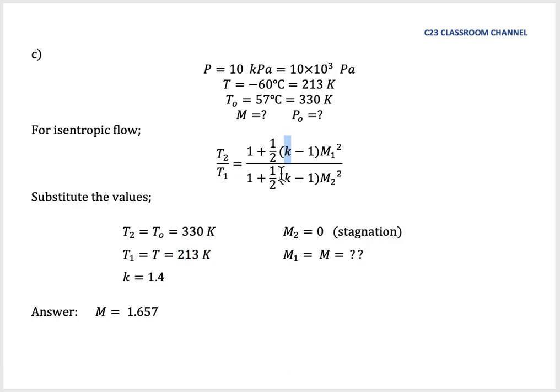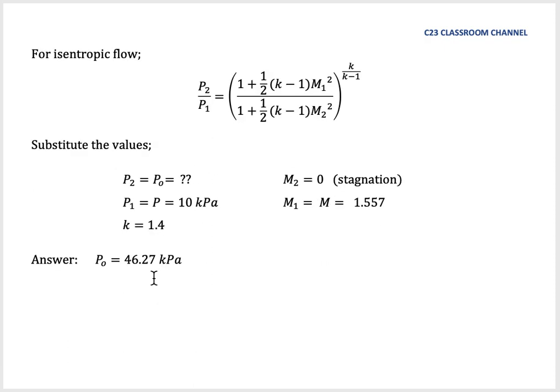We use k as 1.4 because our medium now is air. M2, Mach number at stagnation point, is equal to 0. And M1 is Mach number before the stagnation point, which is the Mach number that we want to calculate. And then we do the calculation, we get that the Mach number before the stagnation occurs is 1.657.